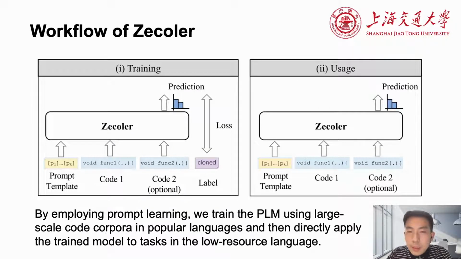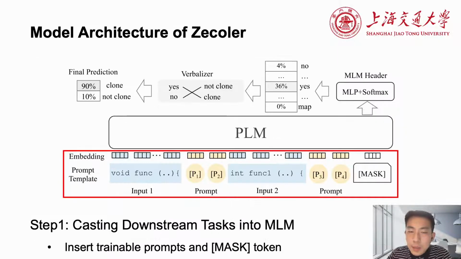This figure shows the workflow of Zcaller. By employing prompt learning, we train the PLM using large-scale code corpora in popular languages like Java through the converted task, and then directly apply the trained model to tasks in the low-resource language. The pipeline of Zcaller is comprised of 3 steps.